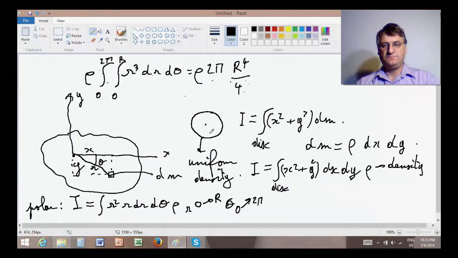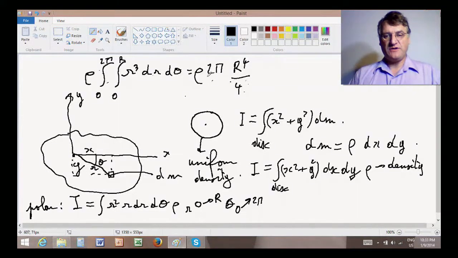Now, are we there yet? The answer is no. What we need to do is to simplify this expression to make the mass of the disk reappear. Now, the radius of a disk is r. The circumference of a disk is 2 pi r.